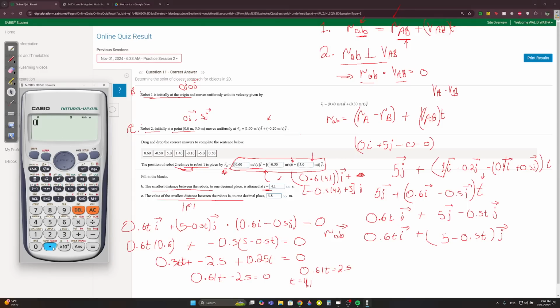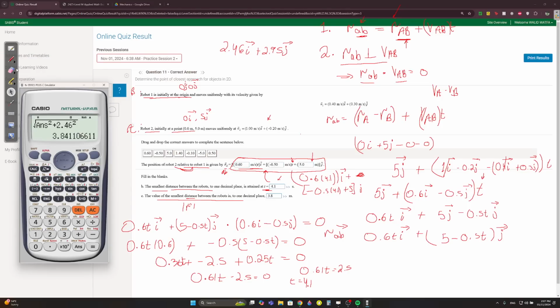Let's do it. 0.6 times 4.1 is 2.46, so you get 2.46 I. And then the j will be minus 0.5 times 4.1 plus 5, which is 2.95 j. Find the magnitude of this. You're going to get 2.95 squared plus 2.46 squared. You get 3.8 to 1 decimal place.